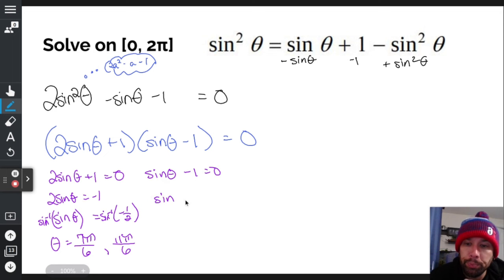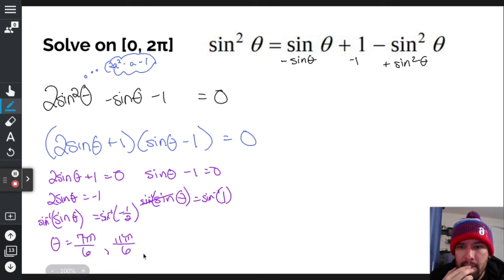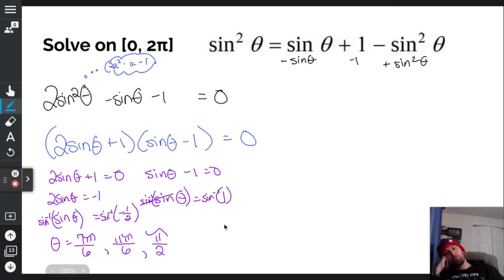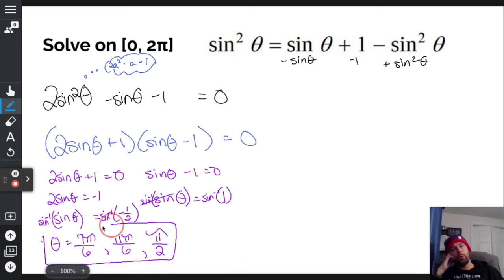Add 1. And so sine theta is going to equal 1. Inverse sine. And that's only going to happen once at pi over 2. Because it peaks out, it won't happen again. And that's also because this is basically asking where on the unit circle is the y value 1. And that happens at the 90 degree angle, which is pi over 2. So there you go.